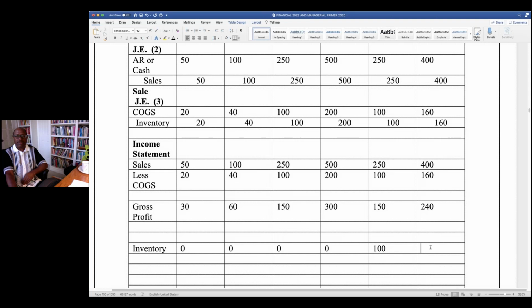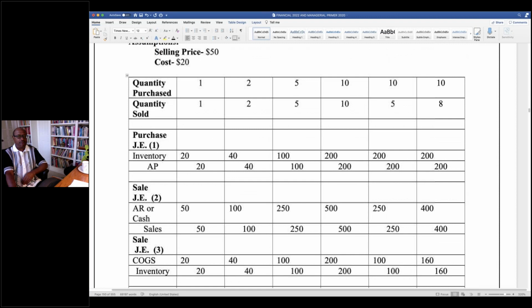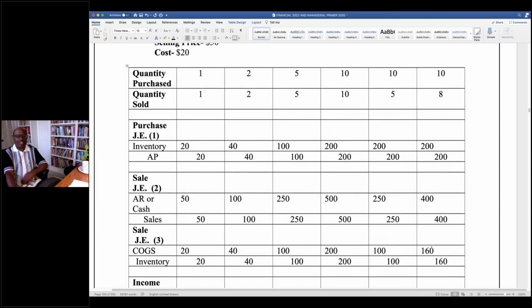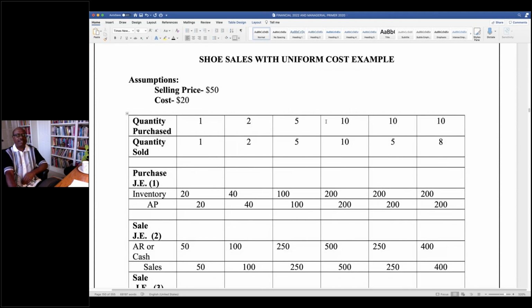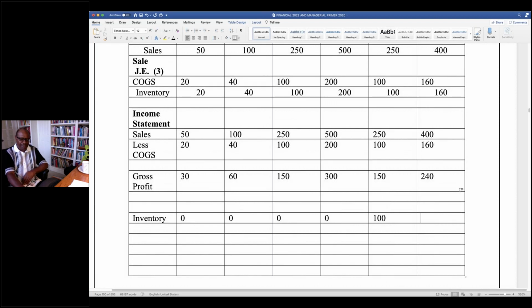And what do we have left in inventory? 80? You only have 2 pairs of shoes now. How much did you pay for those shoes? $20 each. So how much would it be? 40. For inventory, it would always be the dollar amount, not the quantities. We'll get the quantities too after a while.